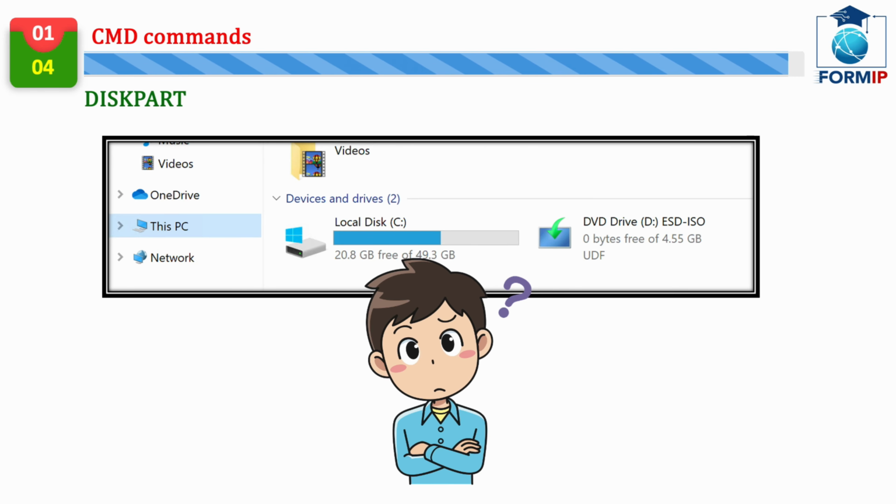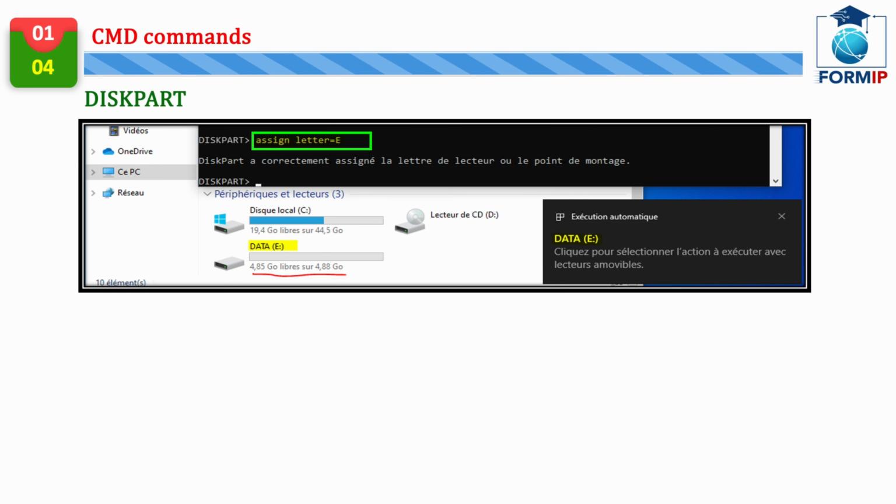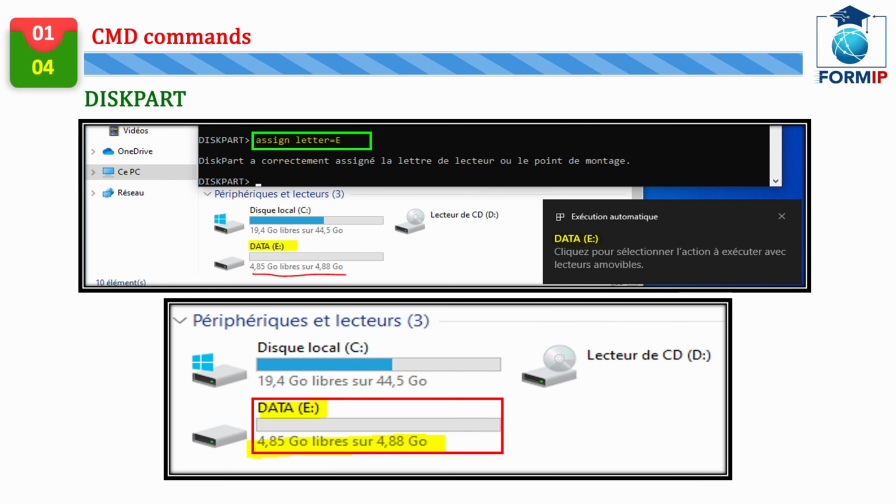Assign a letter to a volume. We will therefore assign it the letter E, since C and D are already taken, with the command assign letter. And immediately after the command is executed, you can see the drive show up.